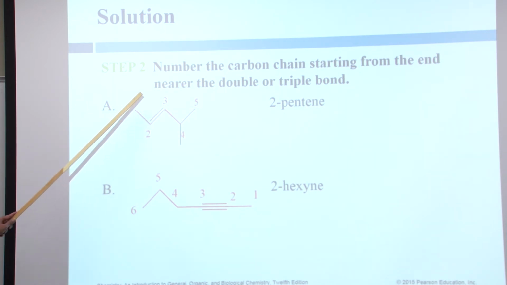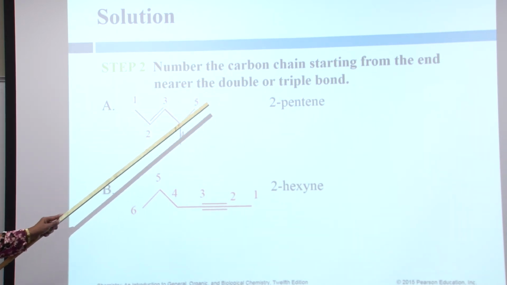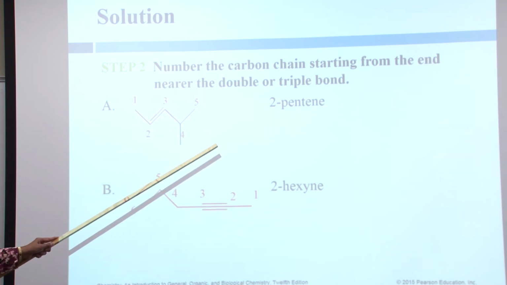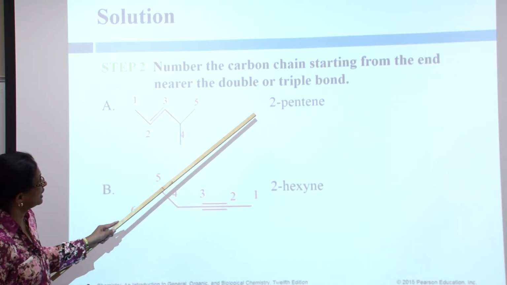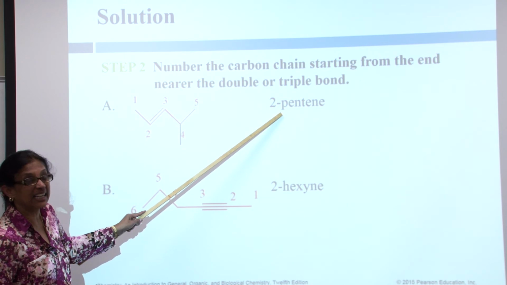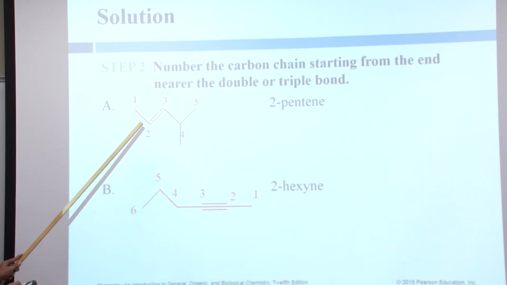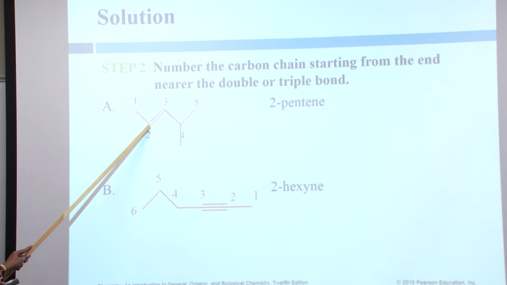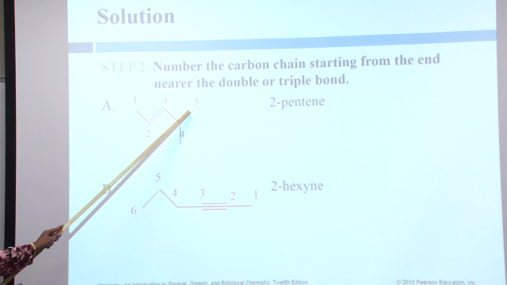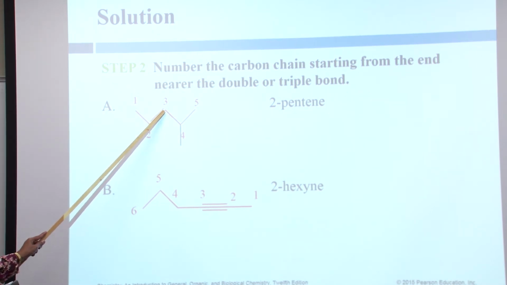Now, number the carbon chain starting from the end nearer to the double or triple bond. Once you have identified the alkene or alkyne base, you are going to start numbering. So if you start here, 1, 2, 3, 4, carbon 2 has the double bond. If you begin at this end, 1, 2, 3, carbon 3. So I'm going to use the lower number, carbon 2.